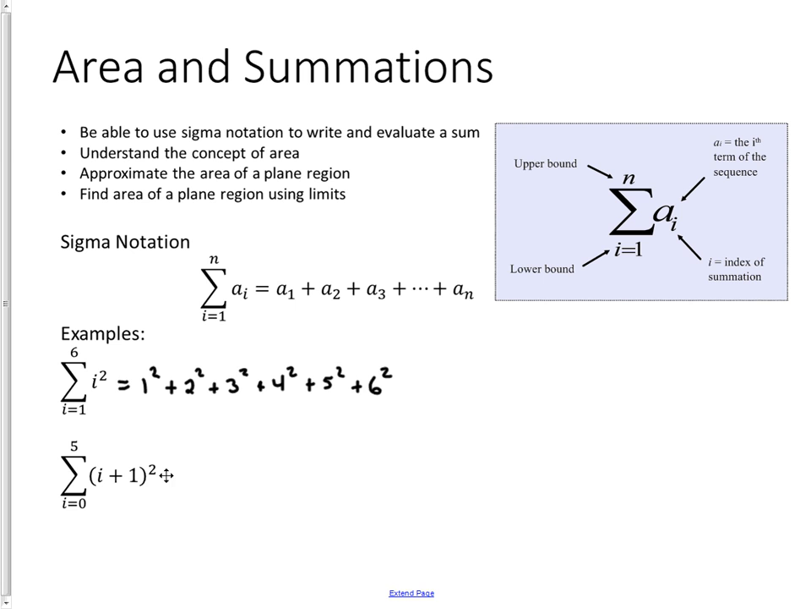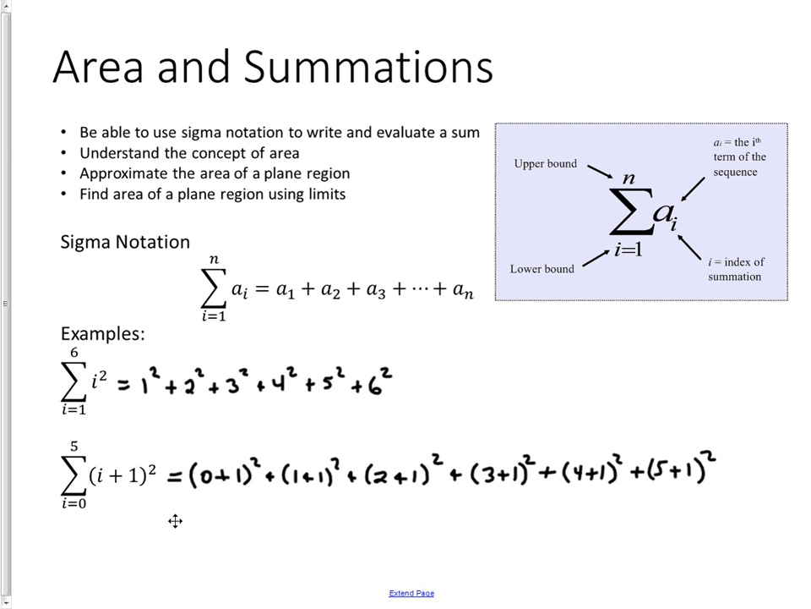Similarly, if we had another lower and upper limit, we would apply those limits here. In this case, the lower limit starts at 0, so we take 0 plus 1 squared, plus 1 plus 1 squared, plus 2 plus 1 squared, on down the line. But we might recognize that these numbers give us exactly the same value as the summation above it does. In both cases, they add up to 91.